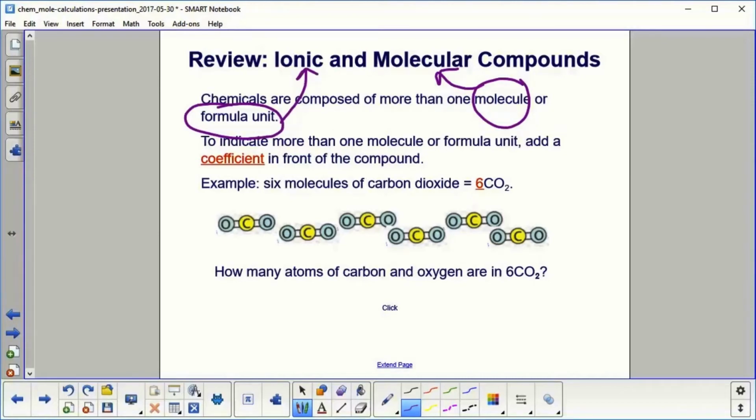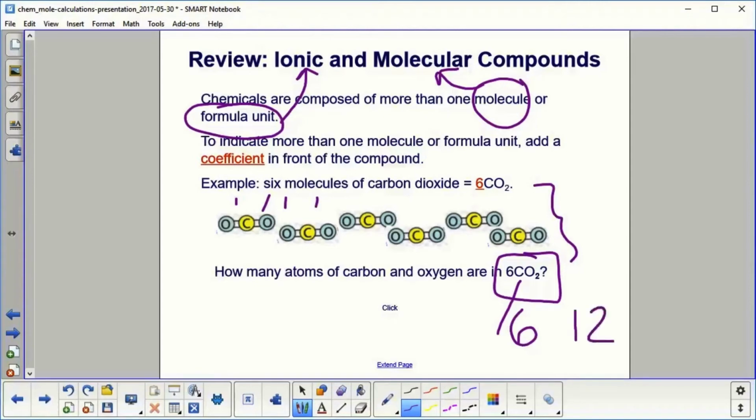Coefficients are integers: 1, 2, 3, 4, 5, 6, etc. So right here, we have 6 molecules of carbon dioxide. You can count them. How many atoms of carbon and oxygen are in 6 carbon dioxide molecules? Well, you can either count each one or just use this. For carbon, you multiply the 6 times 1 carbon, you get 6 carbon atoms. And for oxygen, 6 times 2, because there are 2 atoms in the molecule, 6 times 2 is 12.